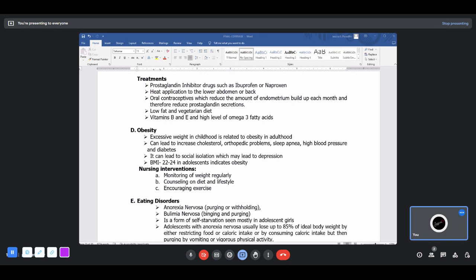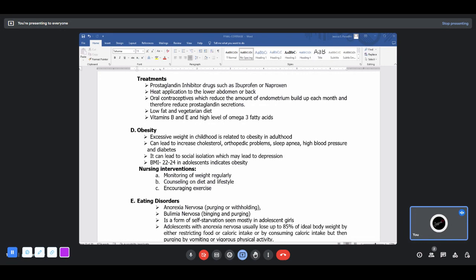Okay. Next one is obesity. For the obesity naman, this is the excessive weight in childhood, okay? Is related to obesity in adulthood. It can lead to increased cholesterol, orthopedic problems, so may mga problems na sila sa mga bones nila, and sleep apnea. Okay, kapag natutulog, there is association of breathing, and high blood pressure also, and syempre diabetes. Okay, the mga obesity, it can lead to high blood pressure and diabetes.